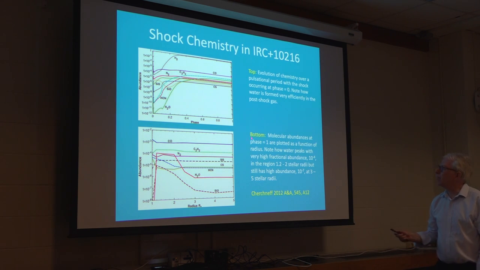There are other explanations. So people have looked at what happens with pulsations driving shocks into the envelope. These are some calculations from Cherchneff. She shows that the water abundance, which is in green here, in the post-shock chemistry that goes on, can form water at abundances of 10 to the minus 4. It depends where you are in relation to the stellar radius. As you go out in distance, the shocks become weaker. They don't drive the chemistry as efficiently. So when you're close to the star, now water's in red, you can make a significant fraction of the oxygen into water. As you get further out, you still get abundances of 10 to the minus 6 water, so it drops by a factor of about 100.